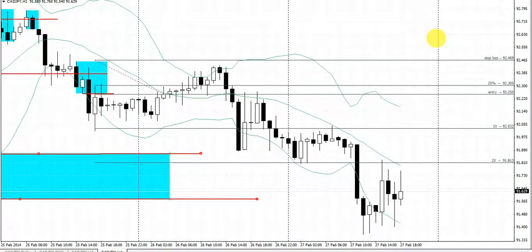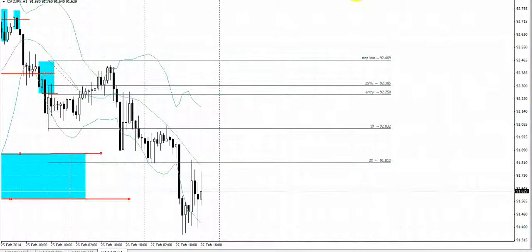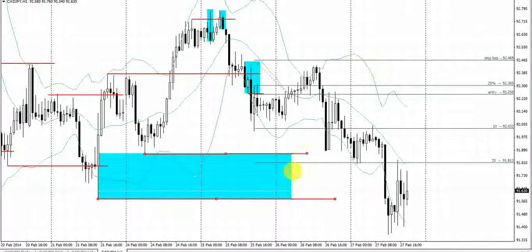Okay, our 2 times profit target has been reached. Looks like about a day and a half later since the entry. Okay, so let's talk about this. I'm going to zoom out here and show you the level of support where the market stalled.